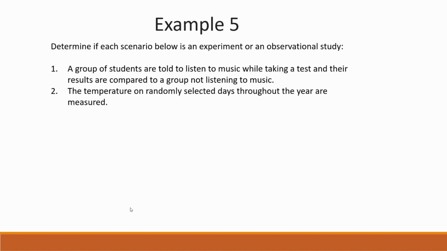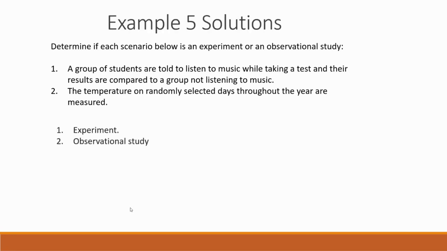For the temperature example, the temperature on randomly selected days throughout the year is measured. Well, there you're just measuring something, right? You don't have two groups. You're just measuring something, so you have an observational study. Not too much there.